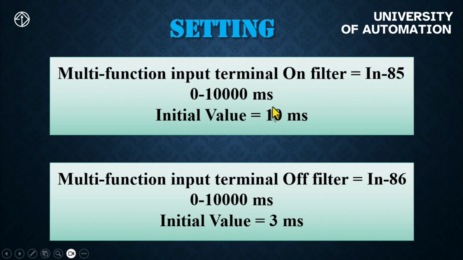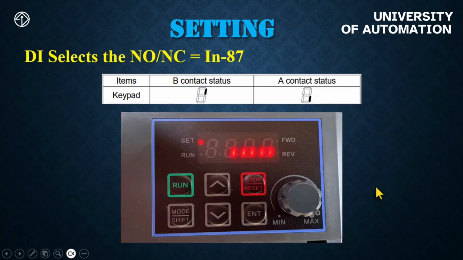But if you want to set a delay for turning off, that is, for deactivating the digital input, you need to set it in parameter IN86. This one also ranges from 0 up to 10,000 milliseconds. The initial value for the off filter is set to 3 milliseconds by default. So if you want to set a filter or delay time for turning on the digital input, use parameter IN85, and for turning it off, use IN86.